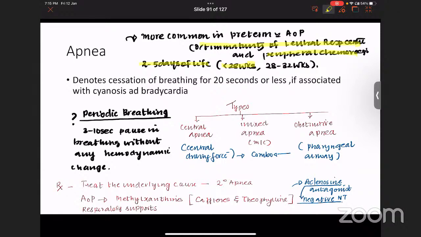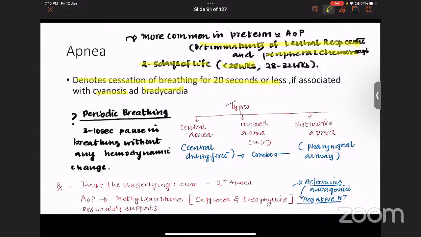Apnea is nothing but cessation of breathing for 20 seconds or more. If it is only cessation of breathing, at least 20 seconds must be present. If it is less than 20 seconds, but there is cyanosis, that is cyanosis and saturation, when you see saturation less than 80 to 85%, and bradycardia, severe bradycardia, less than 80 beats per minute.